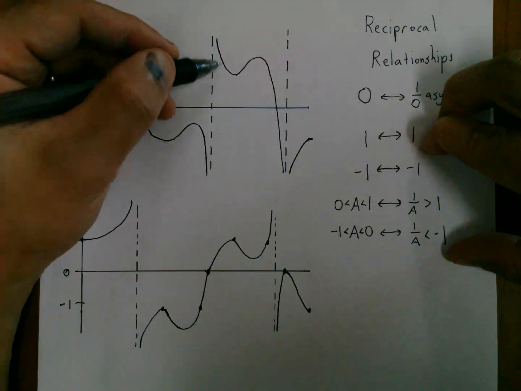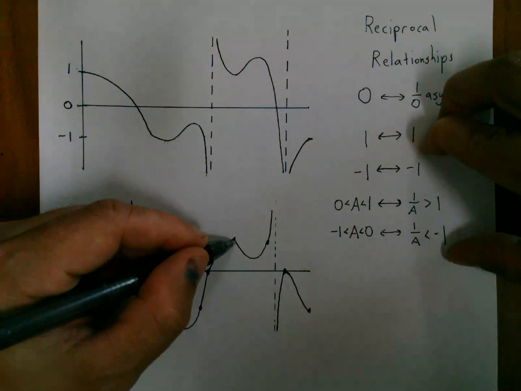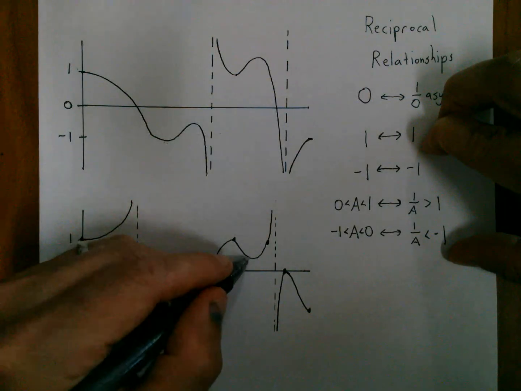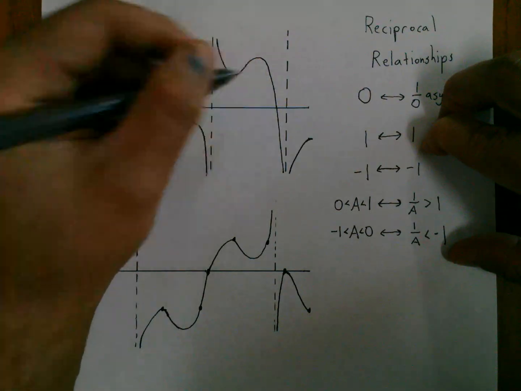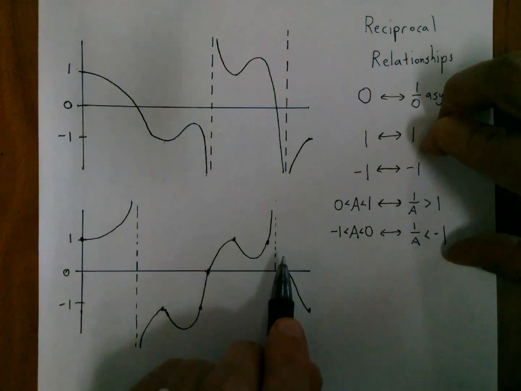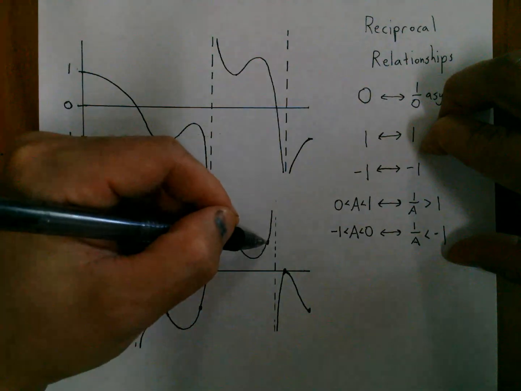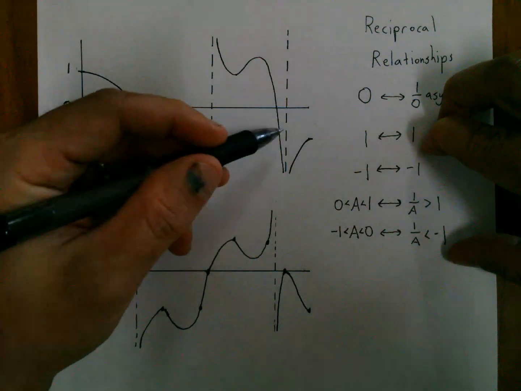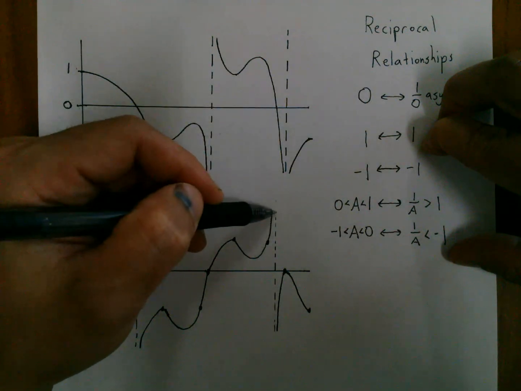Same thing happens here. This was a cup opening up. It's a cup opening down, anchored at 1. Switch to opening down, switch to opening up, with an anchor at 1 again. And then keep shooting in that direction until you get to 0, which is an asymptote.